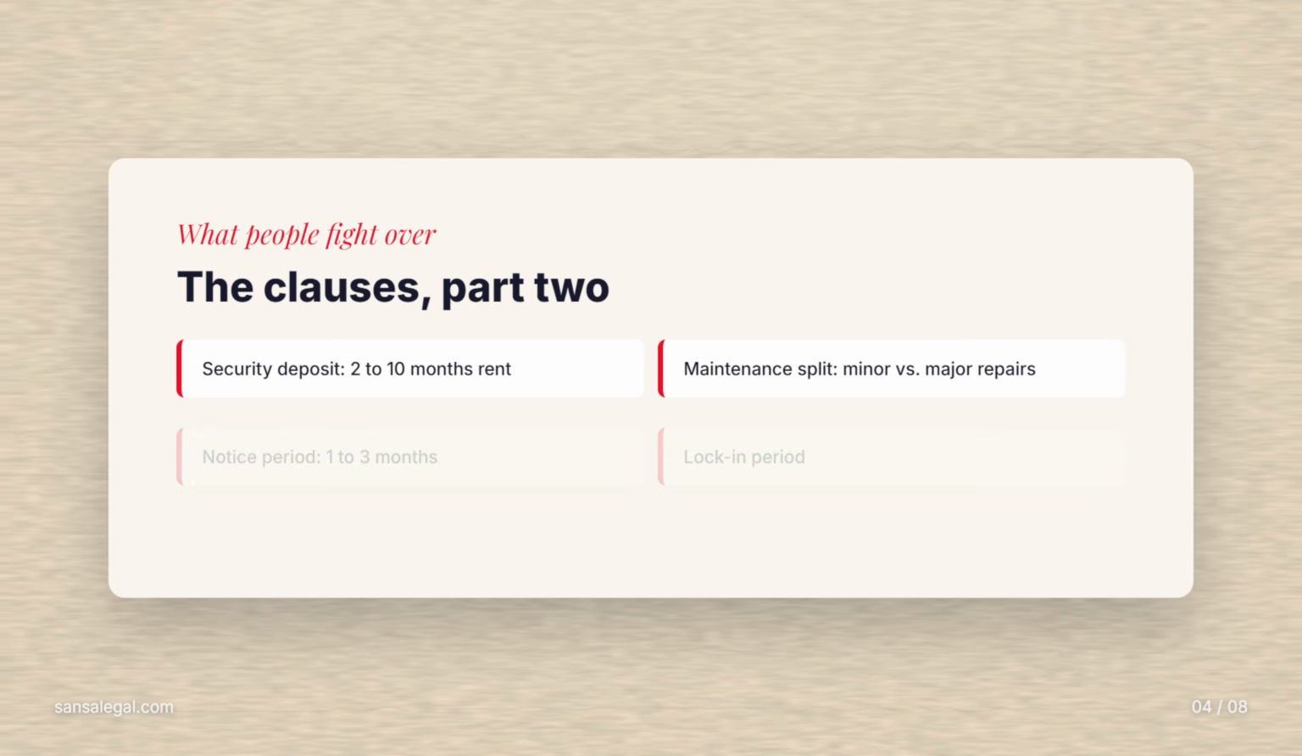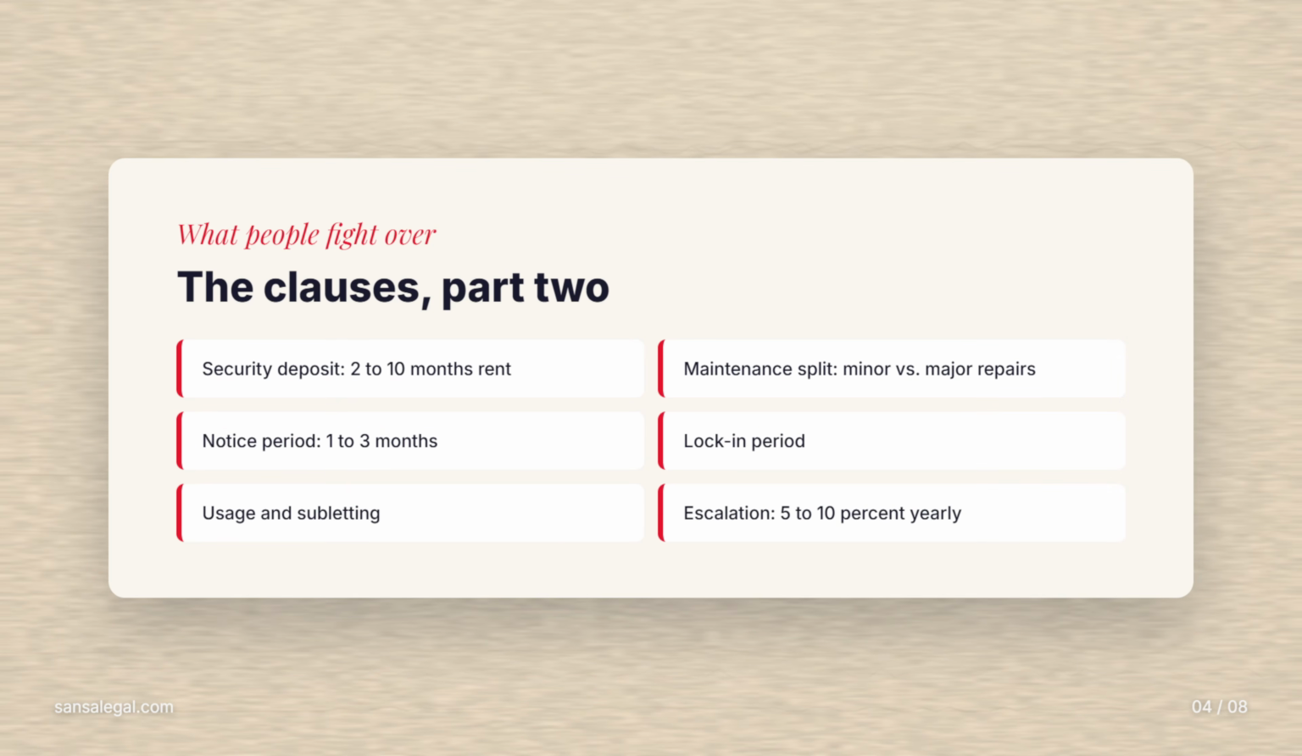Then come the clauses people actually fight over. Security deposit: the amount, typically 2 to 10 months of rent, depending on the city and state, the conditions for deduction, and the refund timeline after vacating. Maintenance: minor repairs usually fall to the tenant, major structural repairs to the landlord. Notice period, usually 1 to 3 months. A lock-in period, during which neither party can terminate.